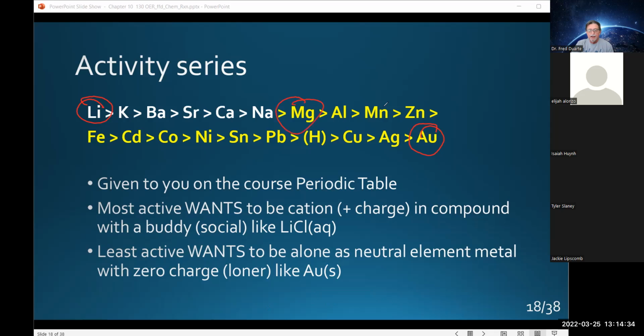Magnesium is a lot more reactive than zinc, okay? Barium is a lot more reactive than calcium. See how that works? And iron is a lot more reactive, let's say, than cadmium, cobalt, nickel, tin, or lead.